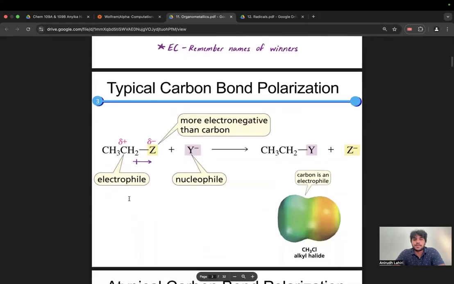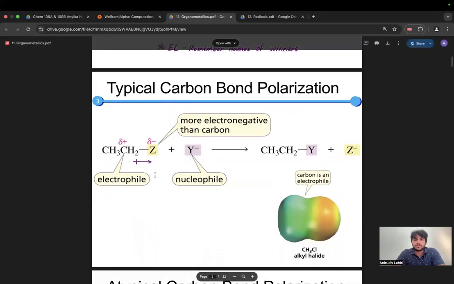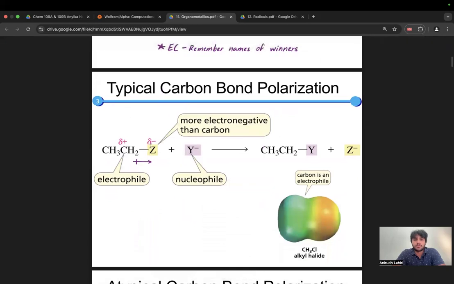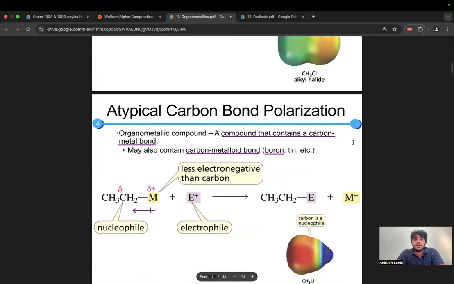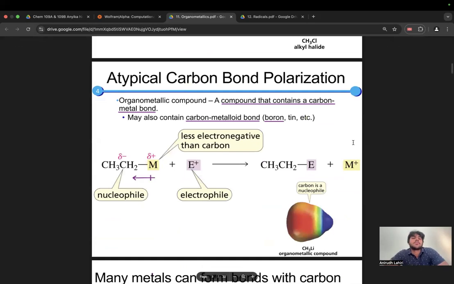Typically speaking, carbon bond polarization is as follows, right? We usually have a Z that's more electronegative, so this is a partial positive. A nucleophile comes here and kicks this off. We have this group. However, an atypical carbon bond polarization is what we get in organometallic compounds.